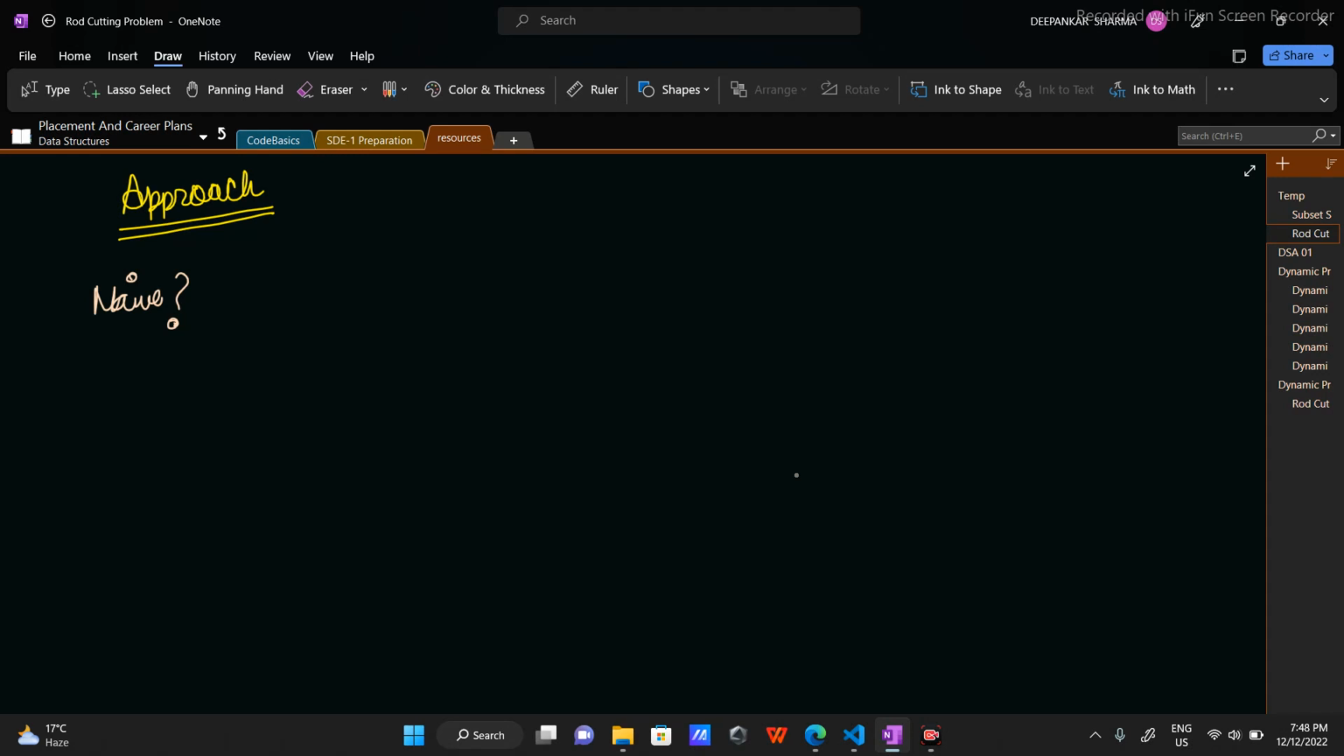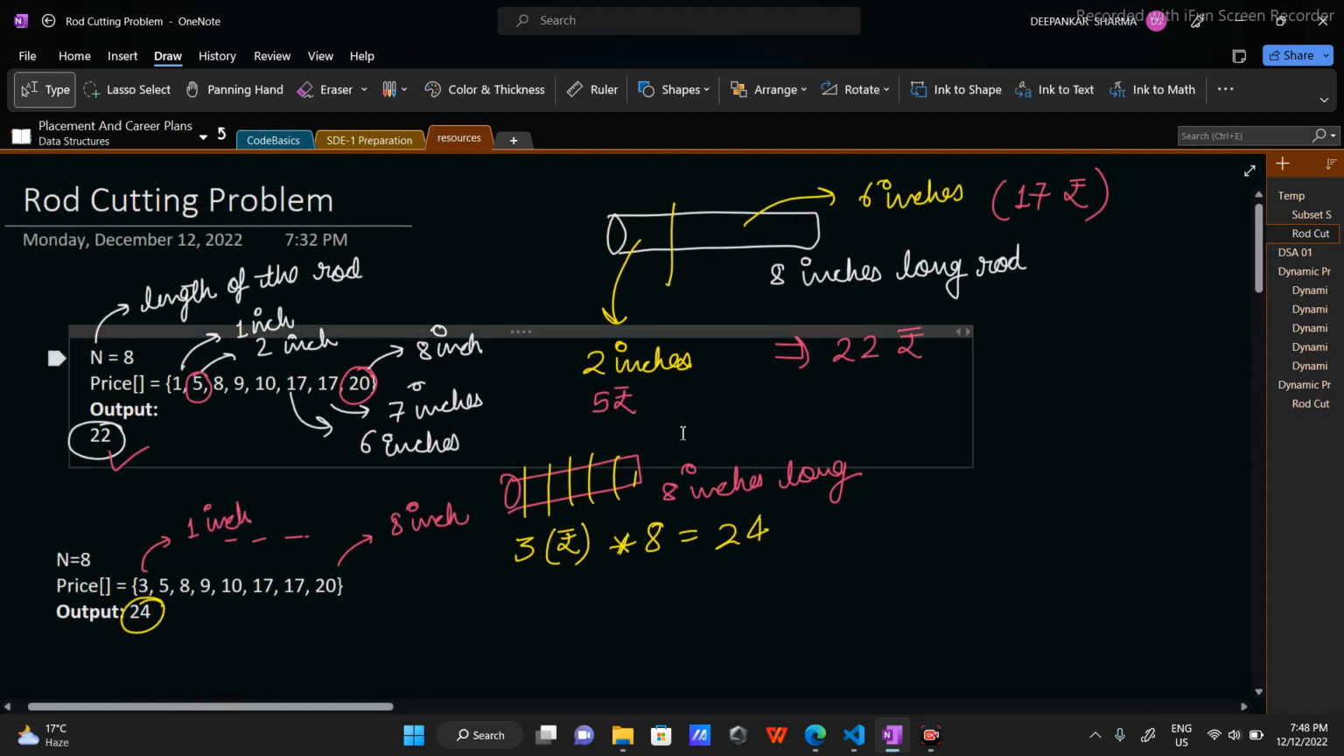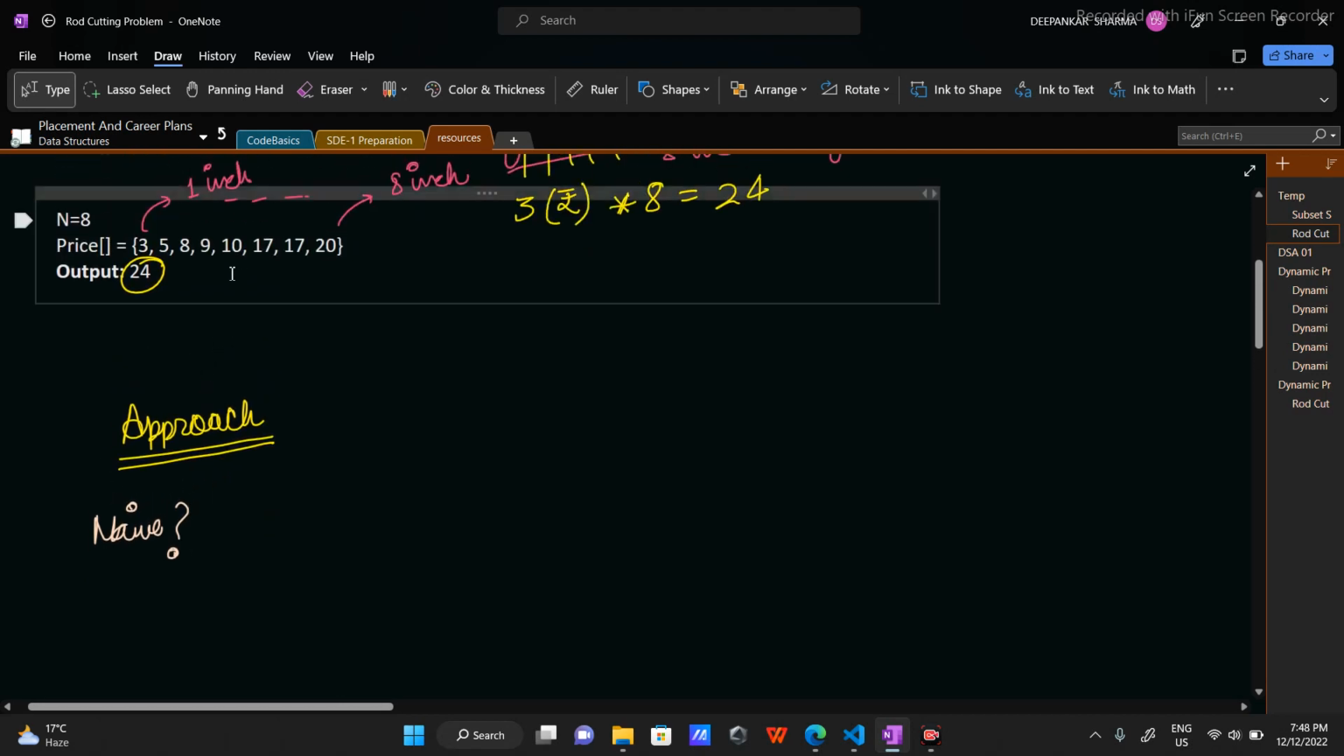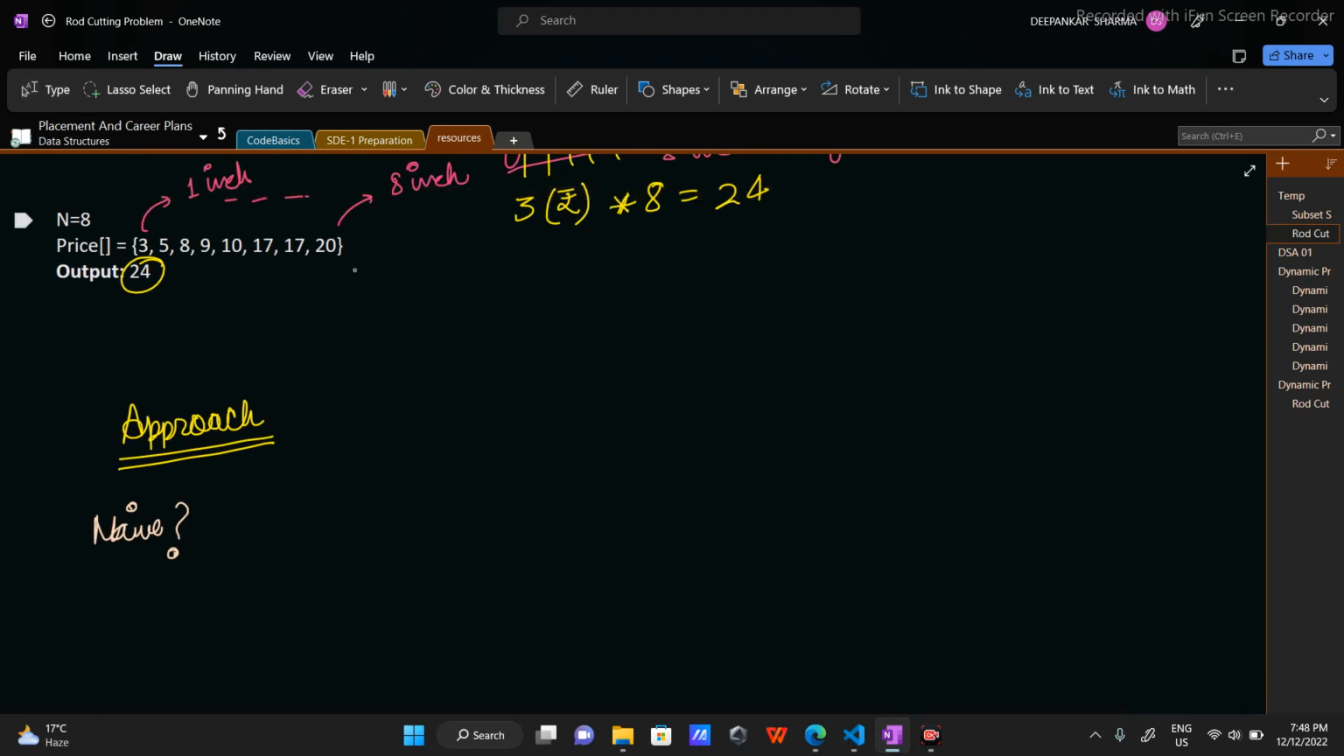All right, okay, so again, let's take this particular array where we have 3, 5, 8, 9, 10, 17, 17, and 20. So we will start from here. I'll just paste it once again.